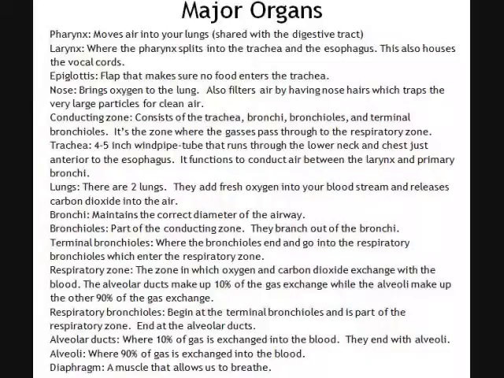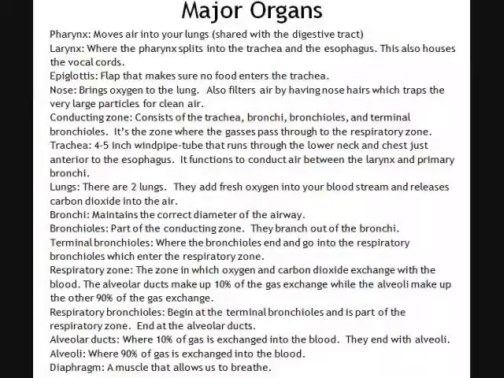Lungs. There are 2 lungs. They add fresh oxygen into your bloodstream and release carbon dioxide into the air. Bronchi maintain the correct diameter of the airway. Bronchioles, part of the conducting zone. They branch out from the bronchi. Terminal bronchioles, where the bronchioles end and go into the respiratory bronchioles, which enter the respiratory zone.